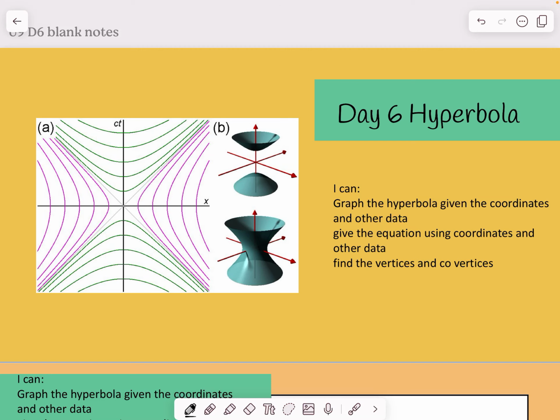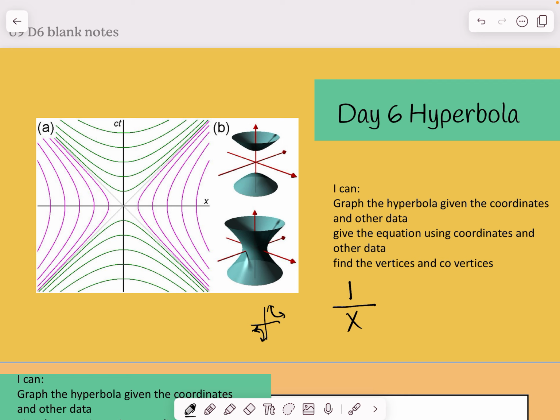So we're talking about hyperbola today. And hyperbola is a shape that we talked about a little bit when we talked about parent functions. It was that equation that kind of looked like this. And we called that the reciprocal function as well, and it looked a little bit like this. We're going to do something different.